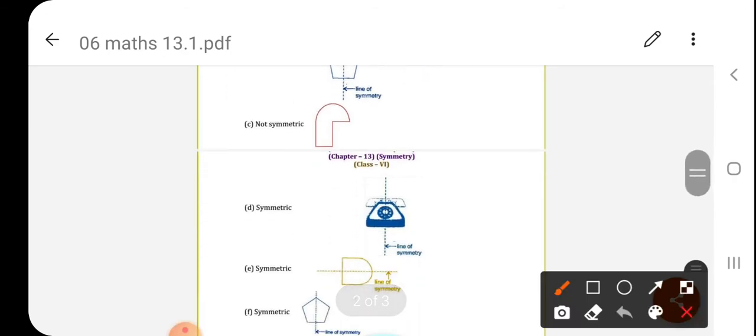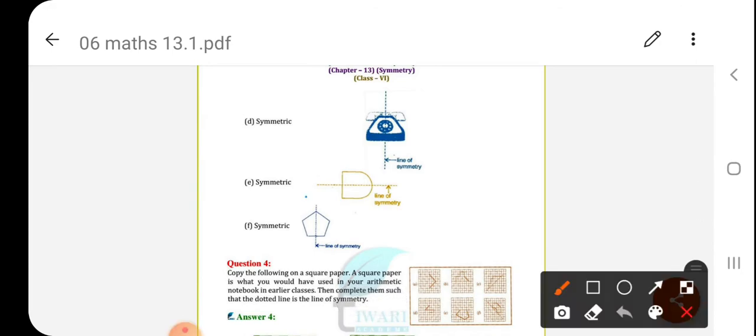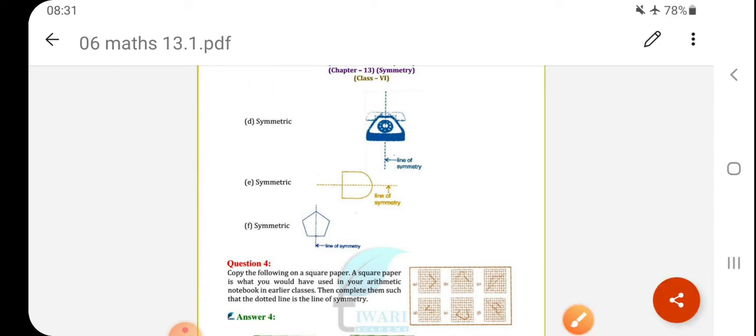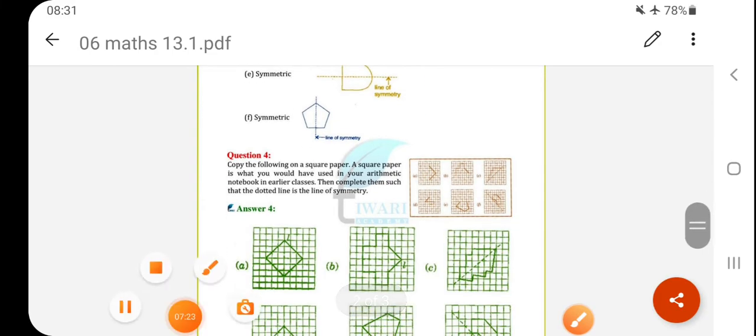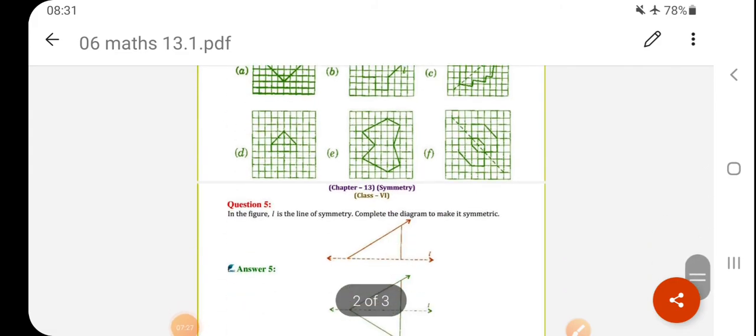Then D, yes, here a line of symmetry is possible. E, yes, this figure you can divide into two equal parts with the line of symmetry. F, yes, here it's a pentagon shape, it's also possible to divide into two equal parts.